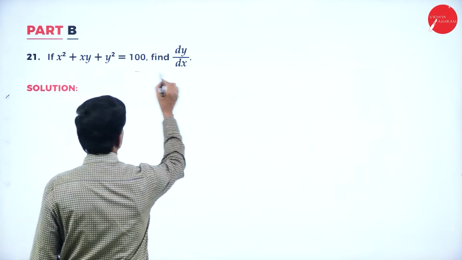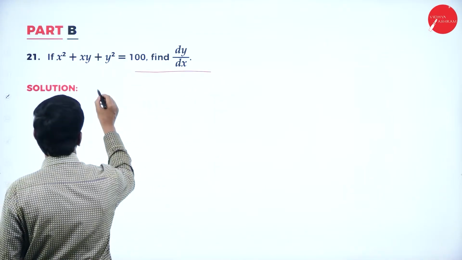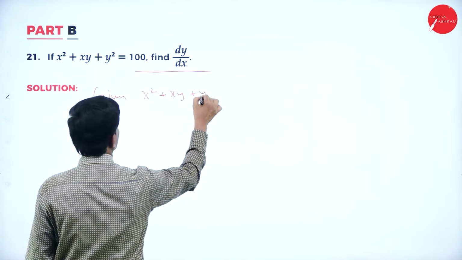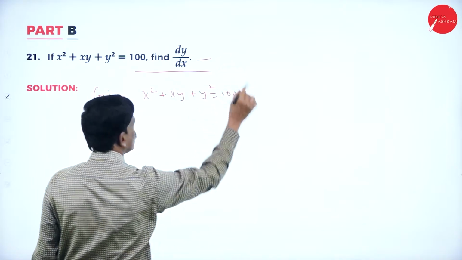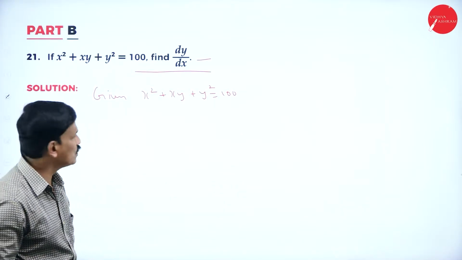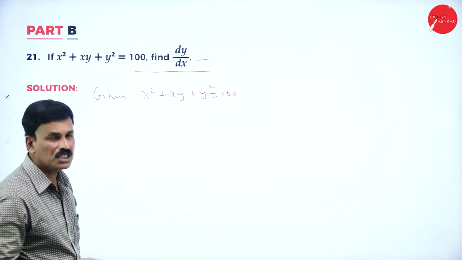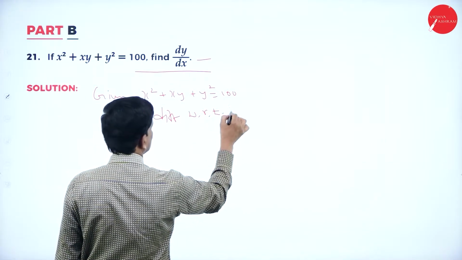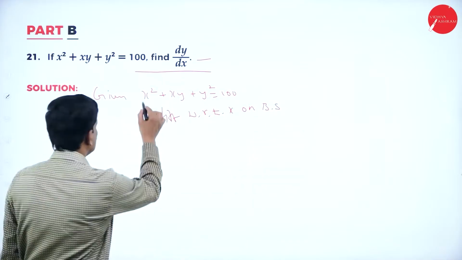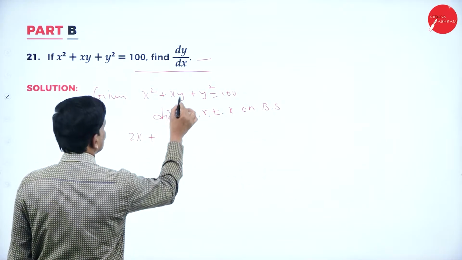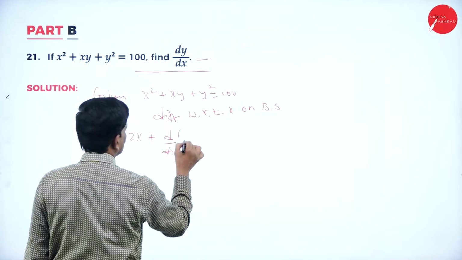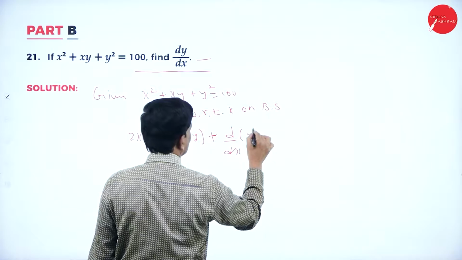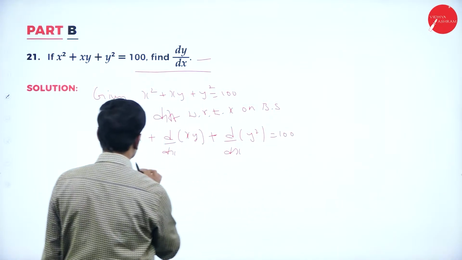So this is from differentiation, important concept. Now what is given? The given equation is x square plus xy plus y square is equal to 100. What is required to find? dy by dx, first derivative. So now differentiating with respect to x, implicit function, differentiating with respect to x on both sides. Now differentiation of x square is 2x. Again this is d by dx of x into y plus d by dx of y square is equal to 100. Now this 2x as it is.